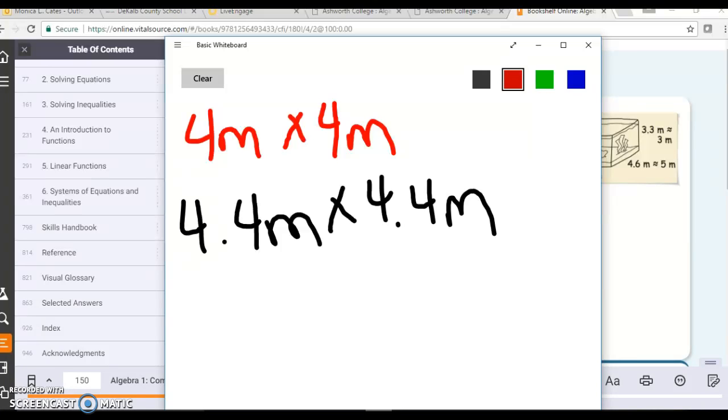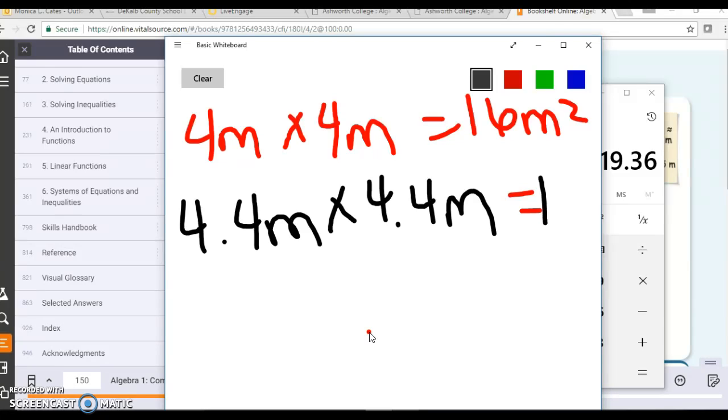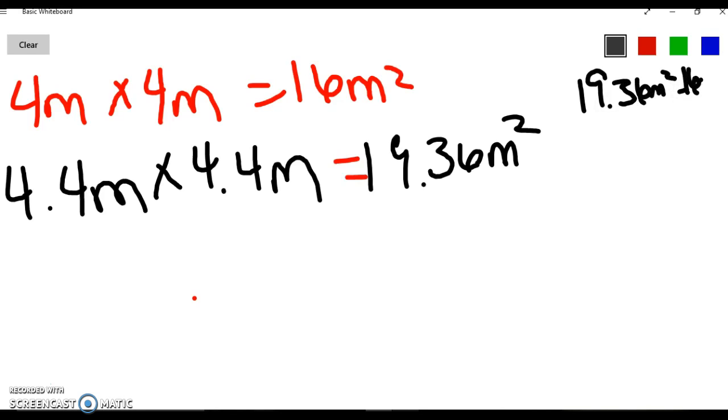All right, so we can multiply this and I get 16 meters squared is my area. And if I use my calculator, 4.4 times 4.4 is 19.36 meters squared. And so when I'm looking for a percent increase or decrease, I want to take my new amount, which is 19.36 meters squared, minus my old amount, which is 16 meters squared, divided by my original amount, which is 16 meters squared.